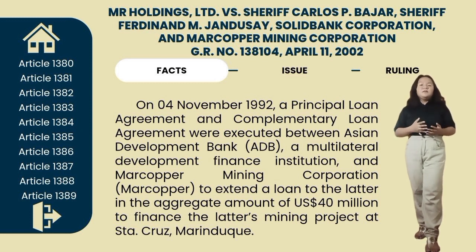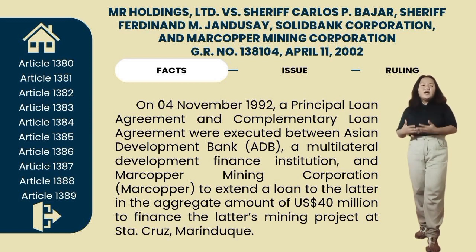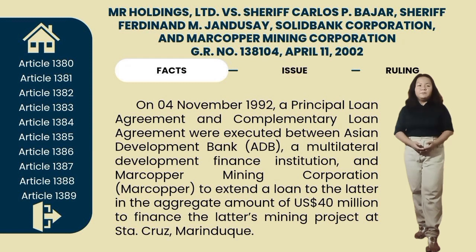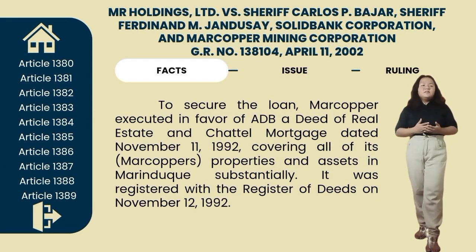On even date, ADB and Placer Dome Incorporation, a foreign corporation that owns 40% of Marcopper, executed a support and standby credit agreement whereby the latter agreed to provide Marcopper with cash flow support for the payment of its obligation to ADB. To secure the loan, Marcopper executed in favor of ADB a deed of real estate and chattel mortgage dated November 11, 1992, covering all of its properties and assets in Marinduque. It was registered with the Register of Deeds on November 12, 1992.